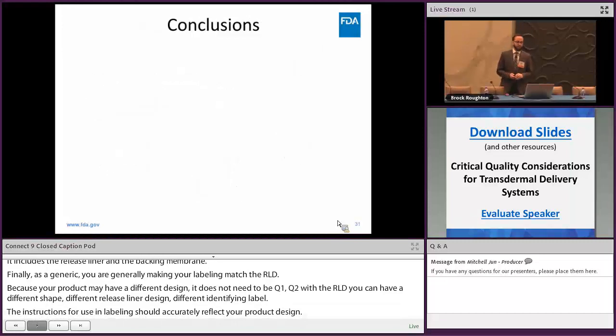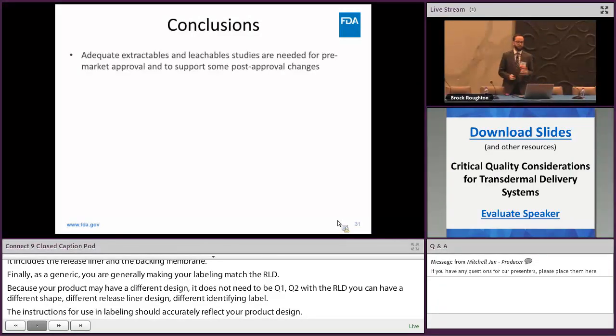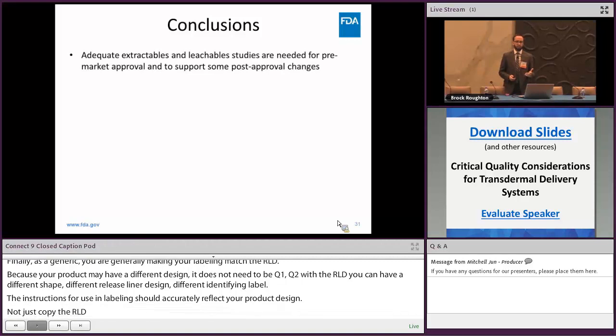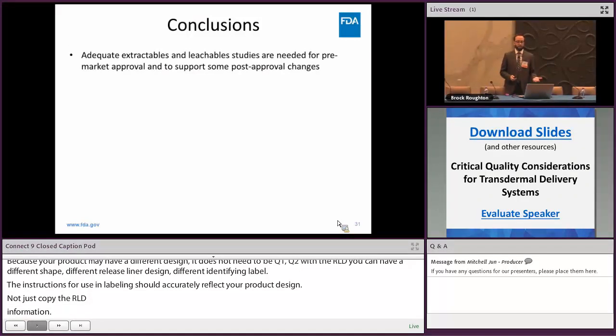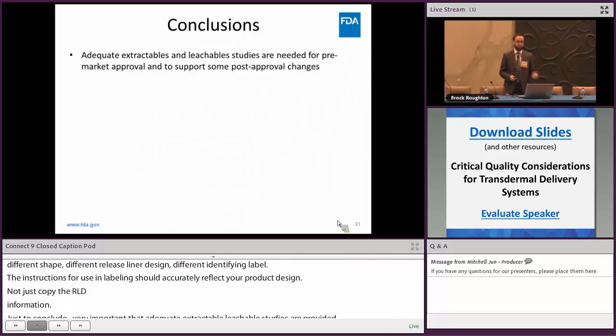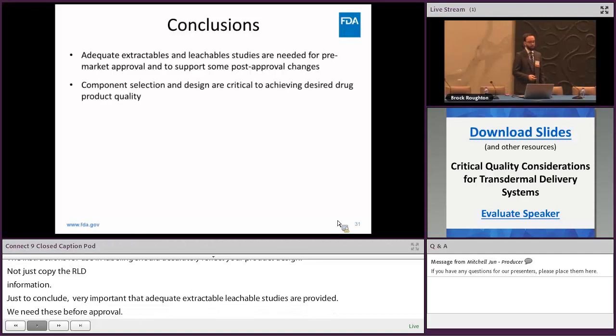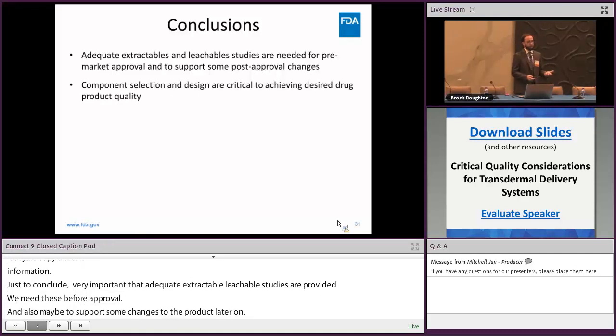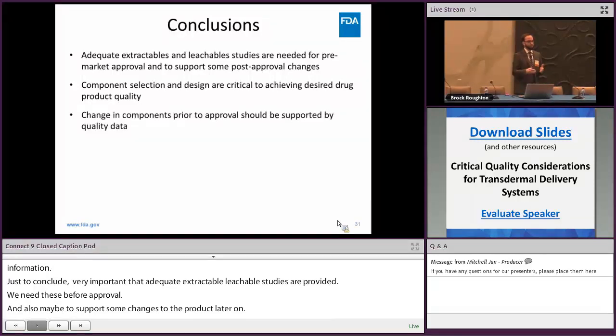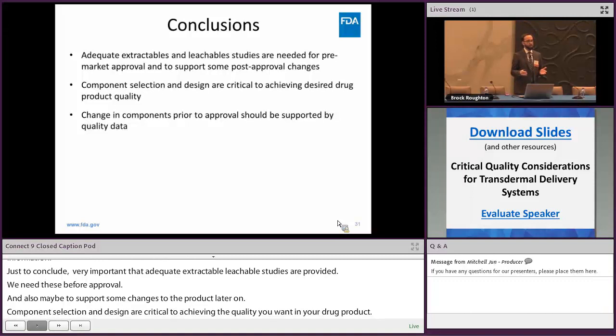So then just to conclude, it's very important that adequate extractable and leachable studies are provided. We need these before approval and also maybe to support some changes to the product later on. And so component selection and design are critical to achieving the quality that you want in your drug product. So if you have to change a component to get that quality and you're later on in the process, then there are various degrees of quality data you'll need to submit to support your changes.